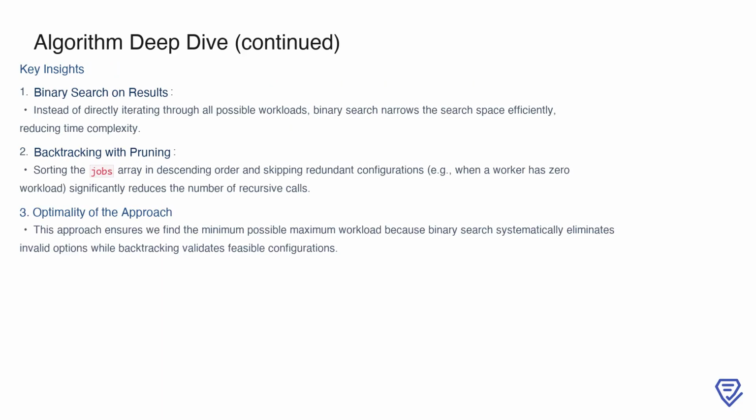This algorithm works efficiently because it leverages two key insights. The first is using binary search on the result space, which drastically narrows down the range of potential solutions. Instead of iterating through all possible workloads, binary search eliminates large chunks of invalid options with each step. The second insight is the use of backtracking with pruning. Sorting the jobs in descending order and skipping redundant configurations, such as when a worker's workload remains 0, significantly reduces the number of recursive calls needed. Together, these techniques ensure that the solution is both optimal and computationally efficient, systematically validating feasible configurations while discarding invalid ones.